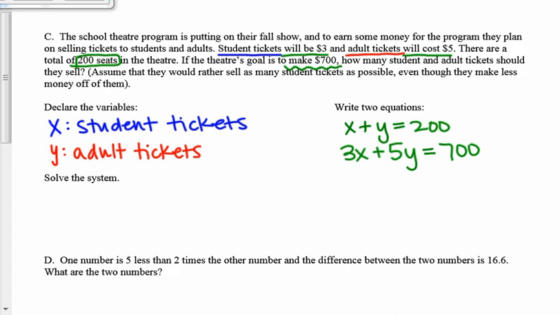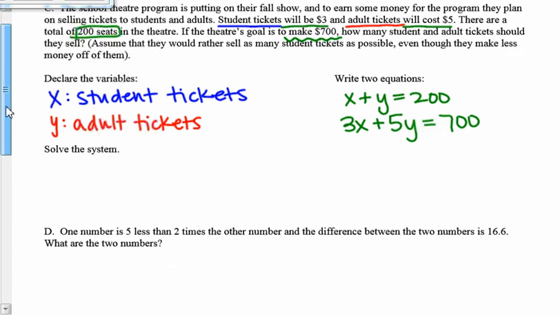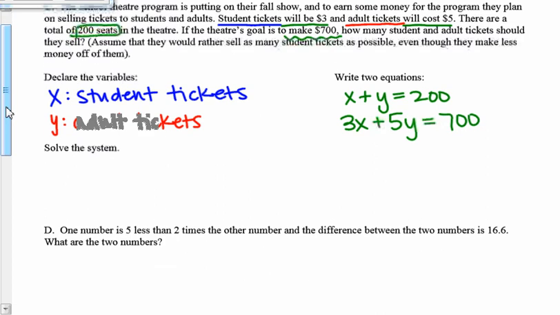Okay, so now I have to solve, and like I said, you need to be comfortable with both substitution and elimination, but while you're doing the homework and stuff, if you just want to pick the one that's easiest to you, that's totally fine. Whichever is your favorite one. I personally like substitution. I think it's a little easier. So I'm going to go ahead and rewrite these, just like I like to do. x plus y equals 200, and then 3x plus 5y equals 700.